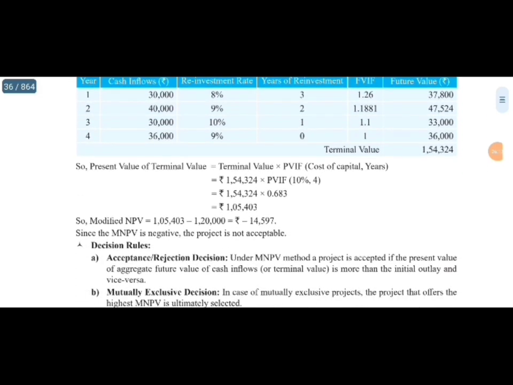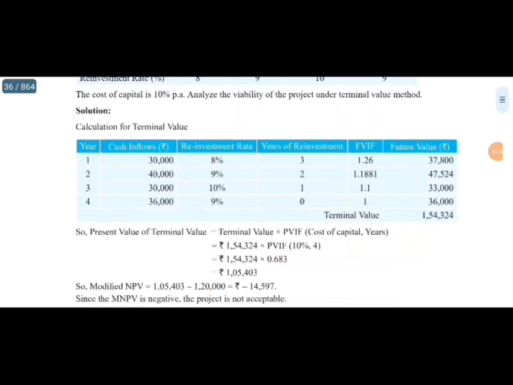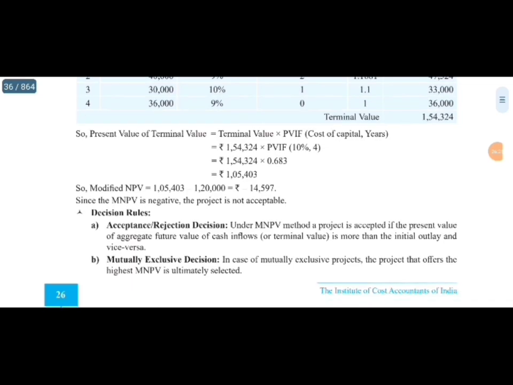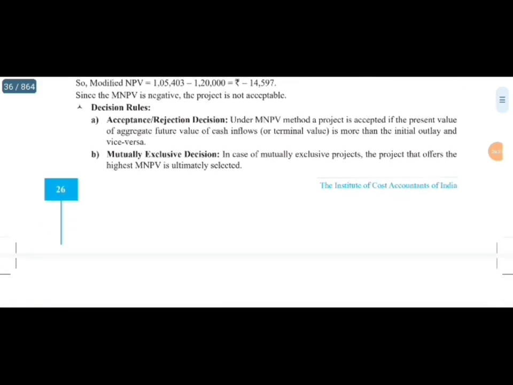Then modified NPV is equal to the calculated cash inflow minus the outflow, that is 1,20,000, which is equal to minus 14,597. Here the modified NPV is negative, so the project is rejected. We are not accepting the project.